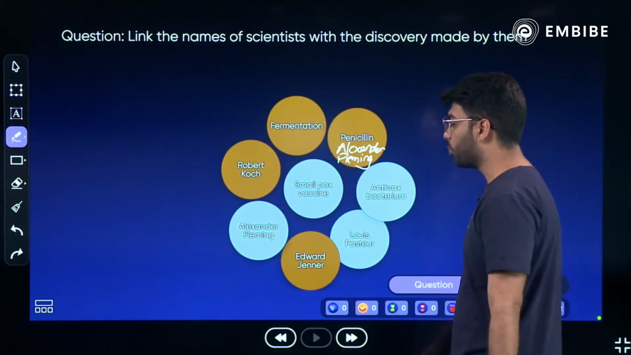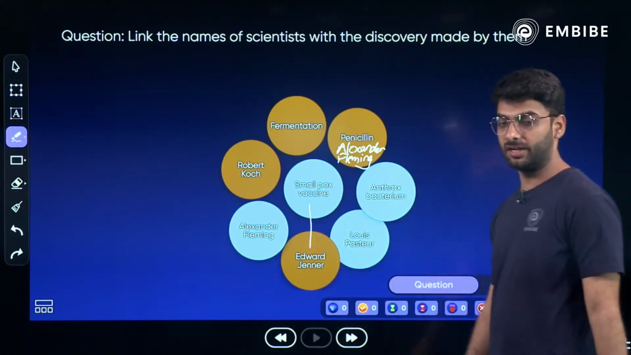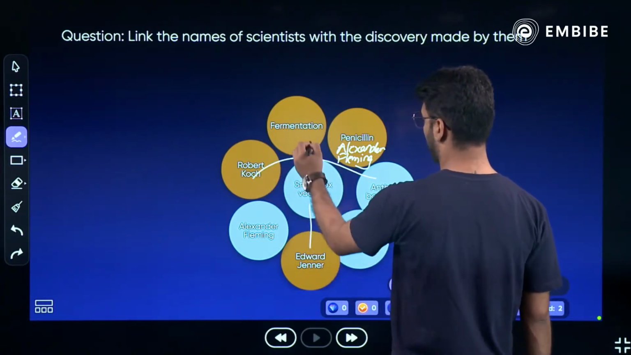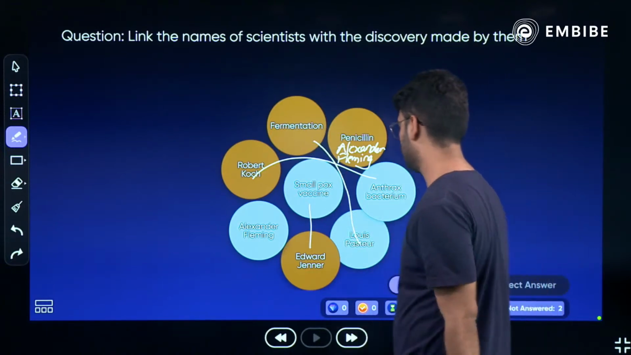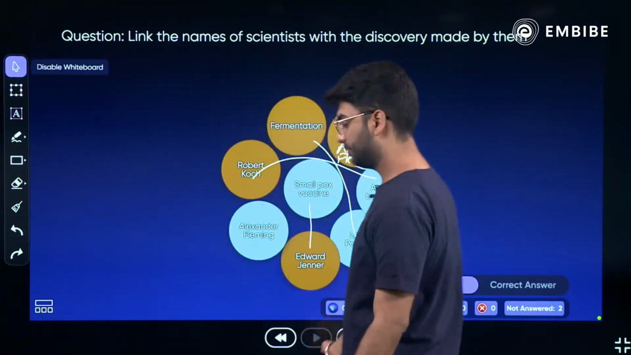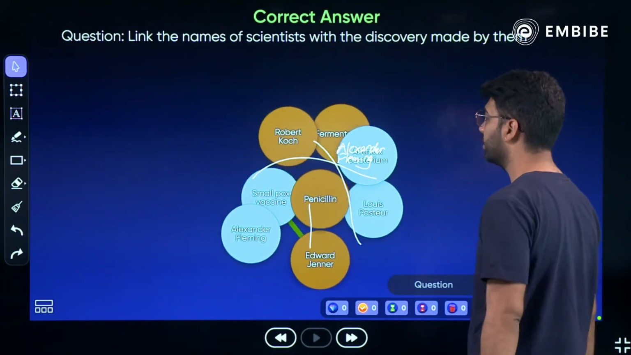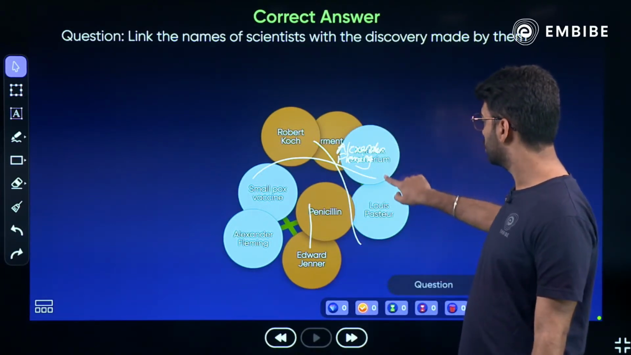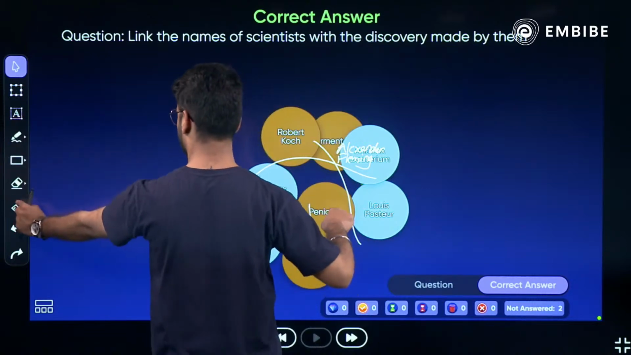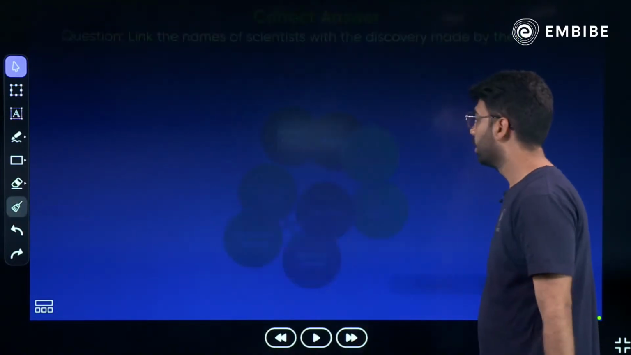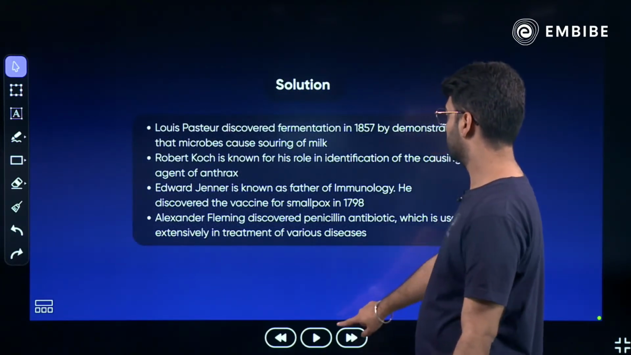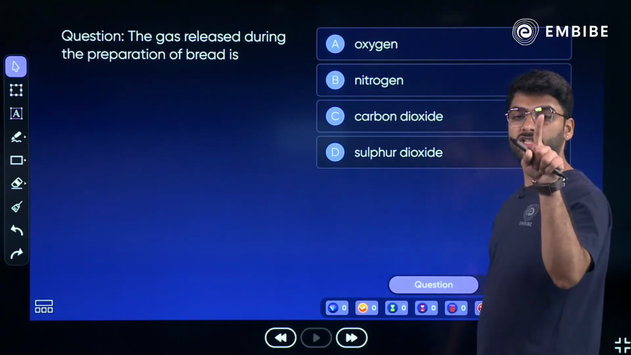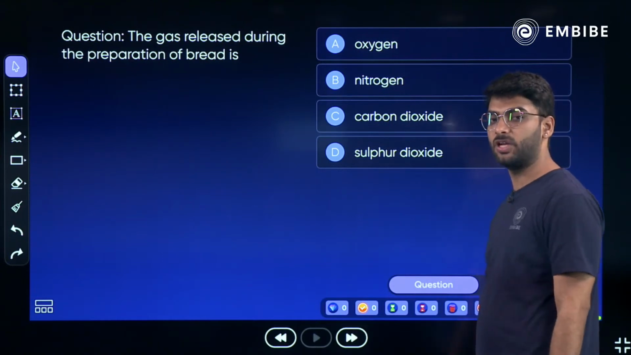ठीक है? देन स्मॉल पॉक्स वैक्सीन कौन है? हमारे एडवर्ड जेनर, राइट. रॉबर्ट कॉश होंगे हमारे एंथ्रैक्स बैक्टीरियम एंड लुई पैस्चर होंगे हमारे फर्मेंटेशन. ठीक है? लेट अस सी वेदर वी आर राइट और रॉन्ग. एंड वी आर एब्सोल्युटली राइट. ठीक है? चलिए, तो रॉबर्ट कॉश का हो गया, एक मिनट, चलिए, करेक्ट करेक्ट करेक्ट. नाउ Louis Pasteur, fermentation, Robert Koch, anthrax. Very good. Yes, you are absolutely right, Dhruv.